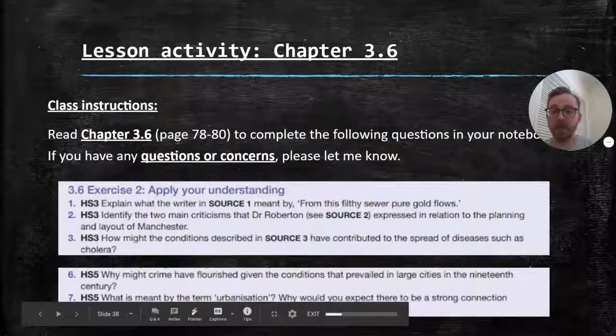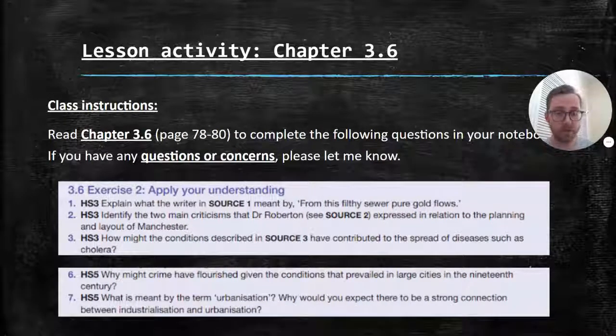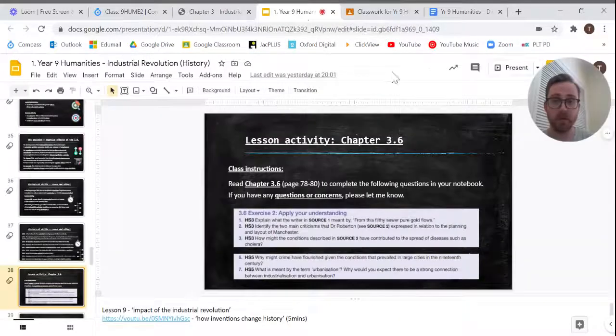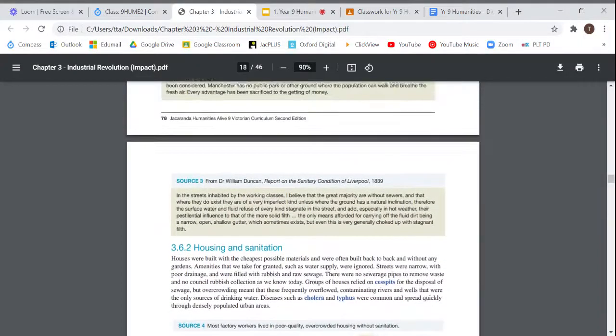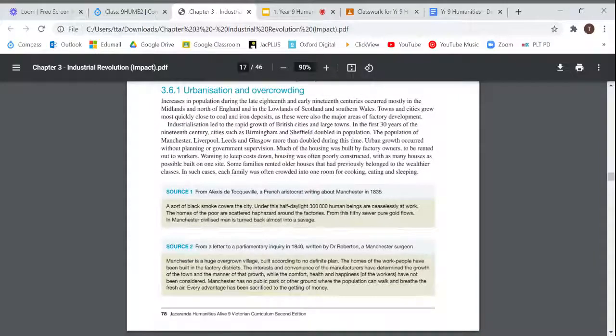So question 1. Explain what the writer in source 1 meant by, from this filthy sewer, pure gold flows. So I actually introduced that quote to you a bit earlier on in the class slides. So source 1, what you would need to do is go find your chapter, and you can see that some of these pictures and quotes have source numbers next to them. So source 1 is this quote here from Alexis de Tocqueville, who was a Frenchman in Manchester in Britain during the Industrial Revolution. And he has a quote describing what the environment was like living in the Industrial Revolution. And he's saying, from this filthy sewer, pure gold flows.